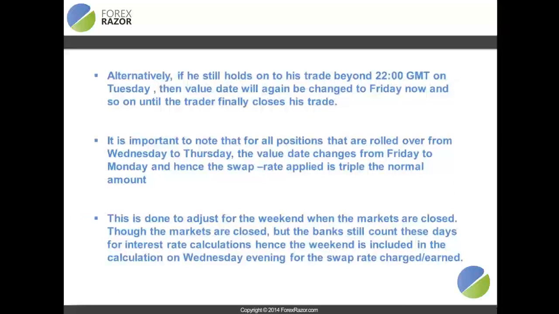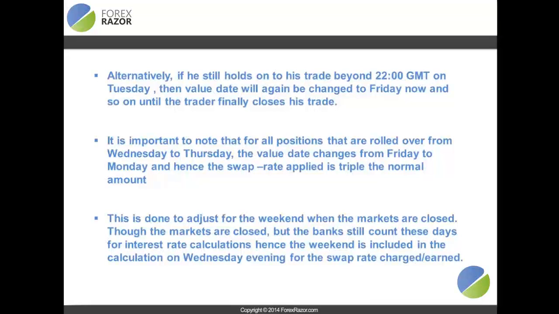Alternatively, if he still holds on to his trade beyond the rollover time on Tuesday again, then the trade will be rolled over from Tuesday to Wednesday, and the value date would move 2 days ahead of Wednesday, which is Friday. So the value date for the trade has again changed, and this will continue to take place until the trader finally closes his trade.